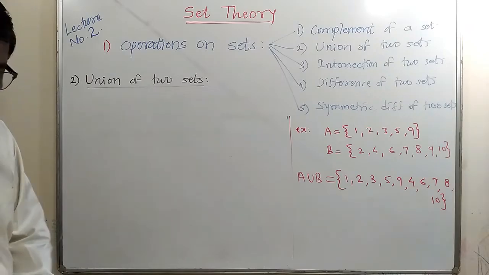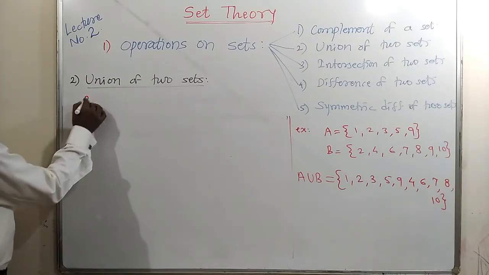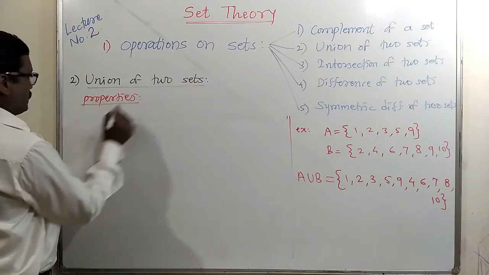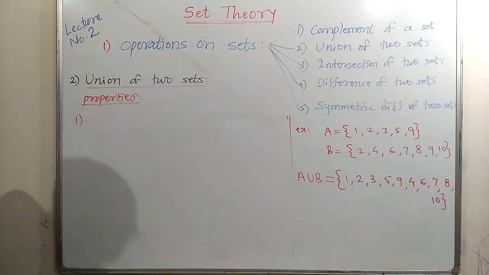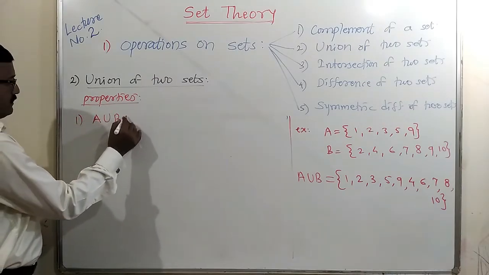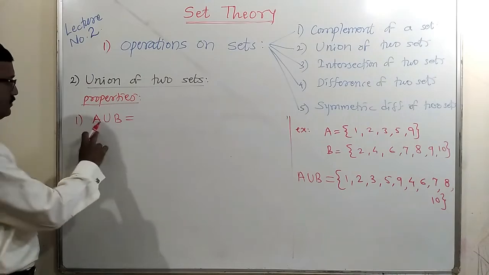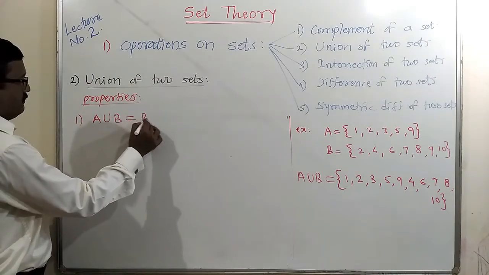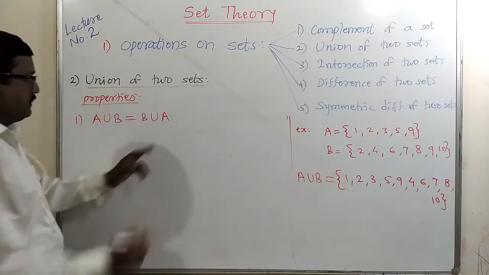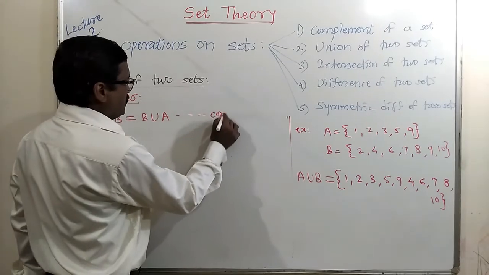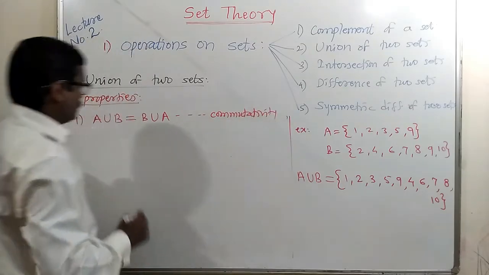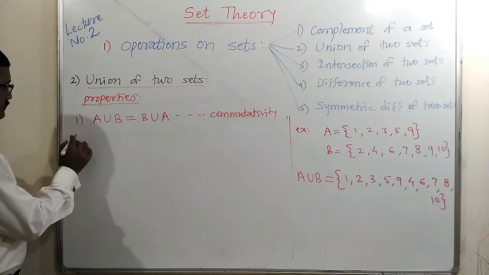Here are the properties of this. First one, A union B. If A and B are two sets, then their union can be taken in any way, means any order. That is, A union B is equal to B union A. This property is known as commutativity. That is, the union is commutative.